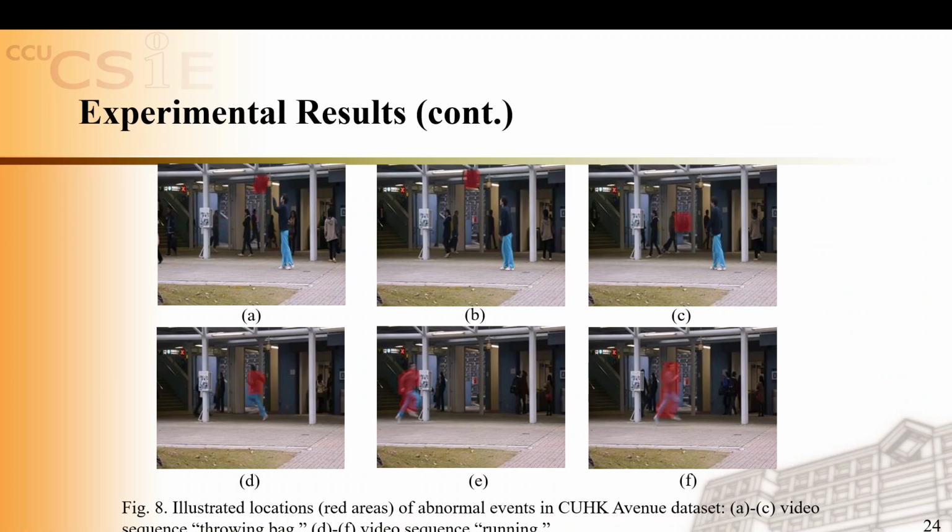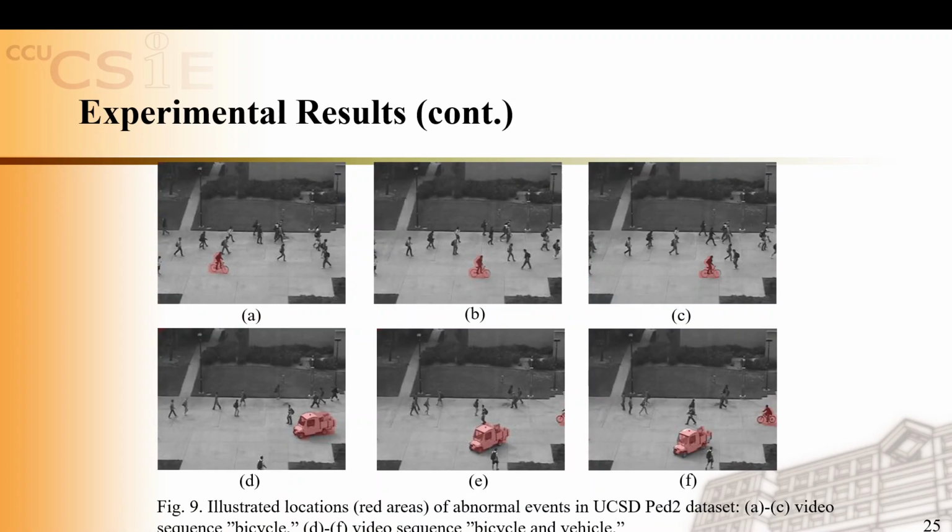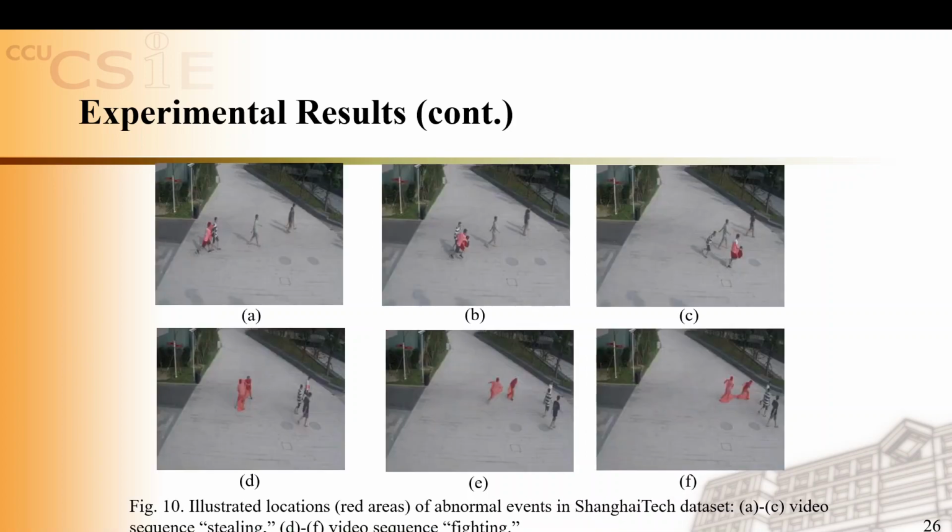Figure 8 shows some illustrated locations of abnormal events on the CUHK Avenue dataset. Figure 9 shows some illustrated locations of abnormal events in the UCSD dataset. Figure 10 shows some illustrated locations of abnormal events in the ShanghaiTech dataset.